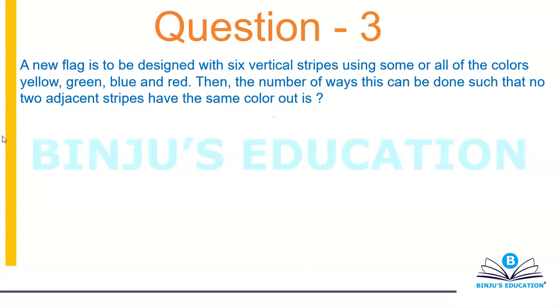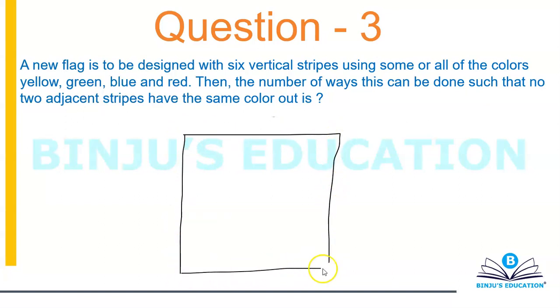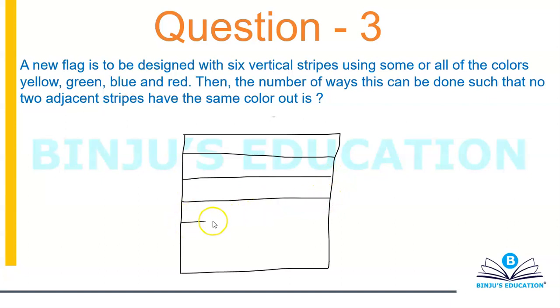A new flag is to be designed with 6 vertical strips. So let's first draw 6 vertical strips. 1, 2, 3, 4, 5 and 6. A new flag is to be designed with 6 vertical strips using some or all of the colors yellow, green, blue and red. I have 4 colors.